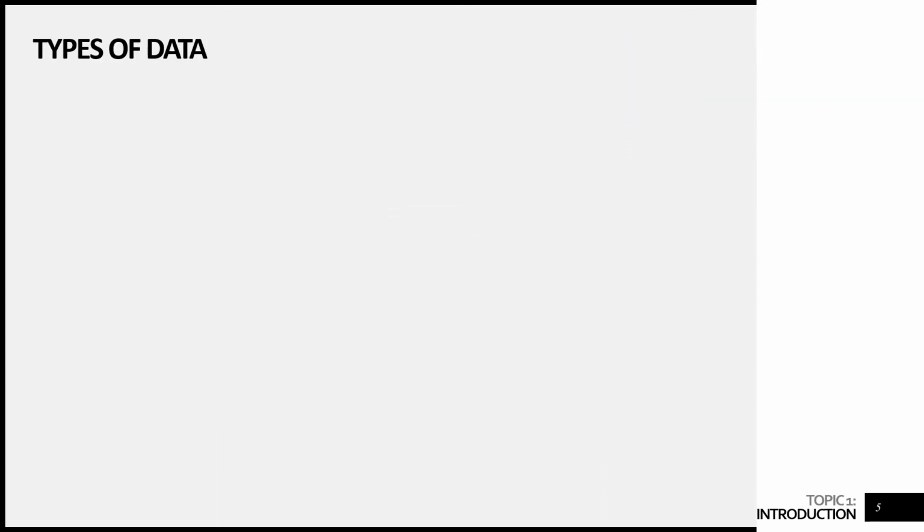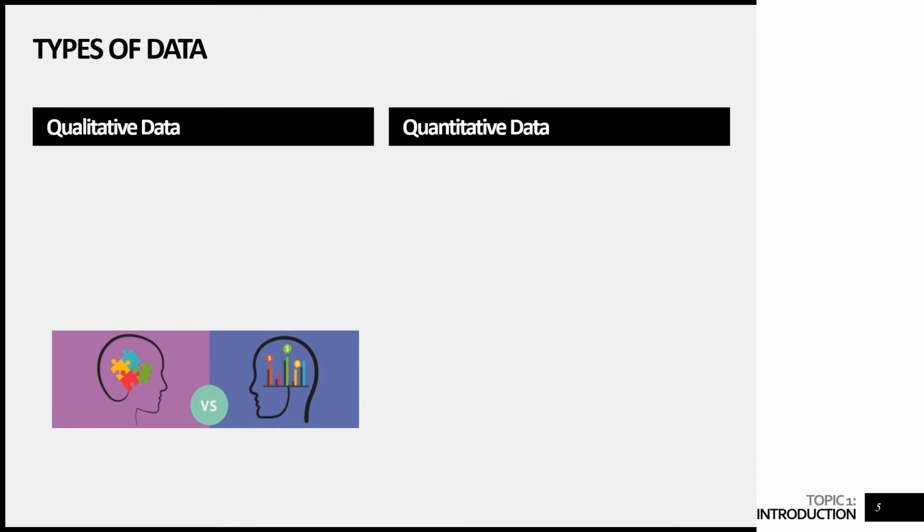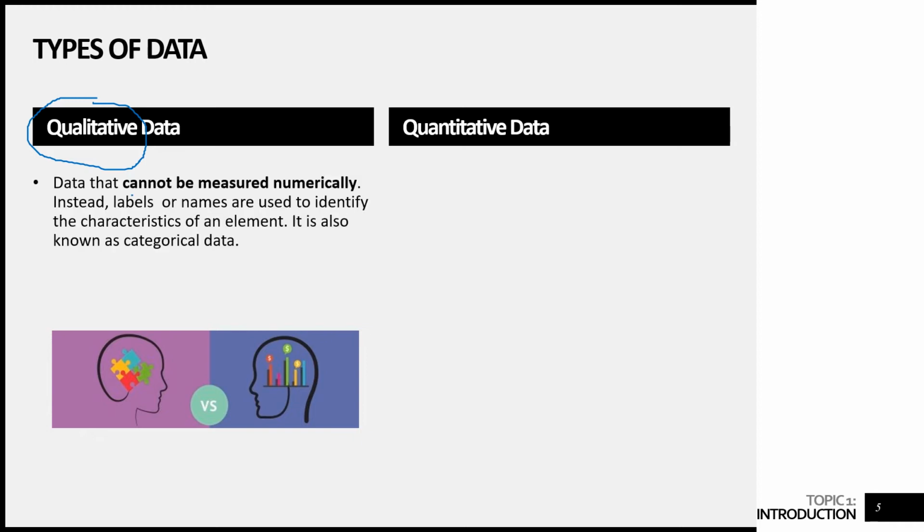Moving on to the types of data. There are generally two types of data, which are qualitative data and quantitative data. What is qualitative data? From the word qualitative, the root word is quality. It's basically data that you cannot measure numerically, that you cannot put numbers to. Instead, we use labels or names to identify the characteristics of those data. In some other textbooks, qualitative data is also known as categorical data.